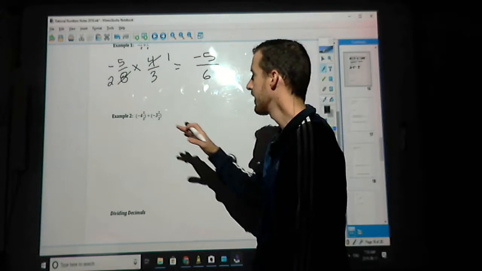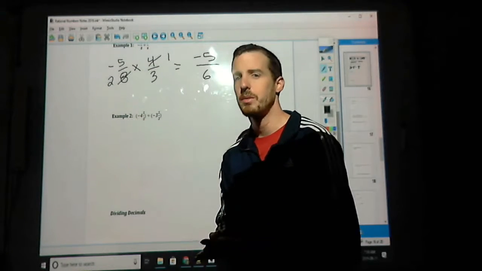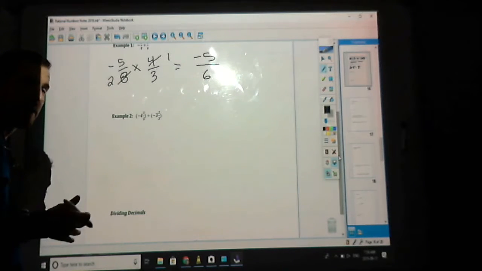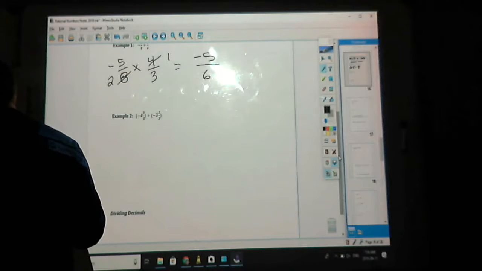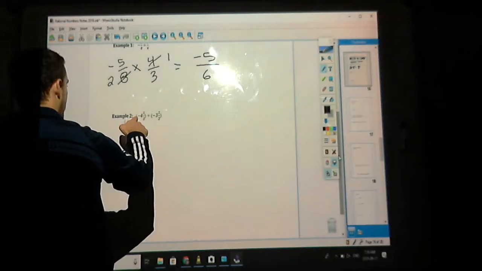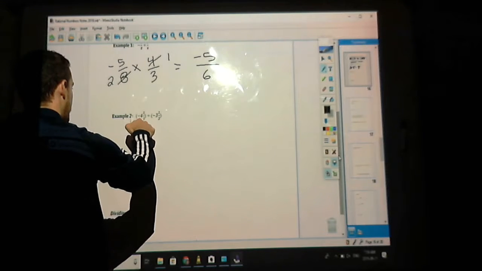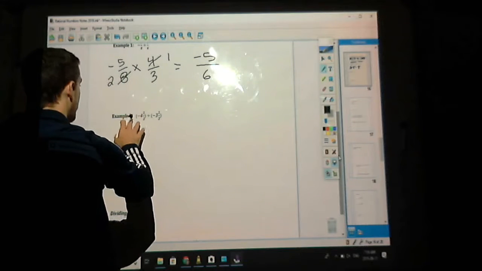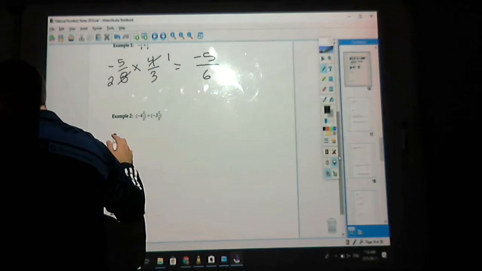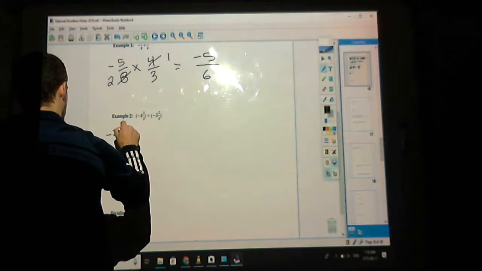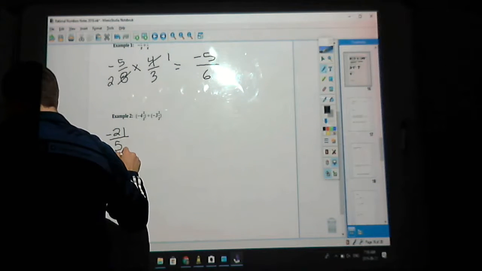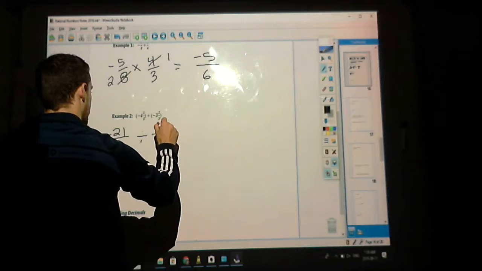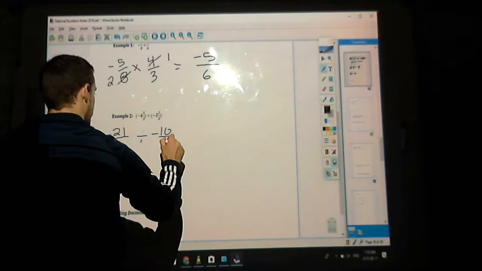All right, example 2. Okay, so we've got a little bit more going on because we have some mixed fractions. So what we're going to do is change these to improper fractions. That's going to be your very first step. Okay, so here, negative 4 and 1/5. Once we go through the trouble, 4 times 5, 4 times 5 plus 1, we end up with the fraction negative 21 over 5. Okay, and then that's going to be divided by negative 10 over 3.